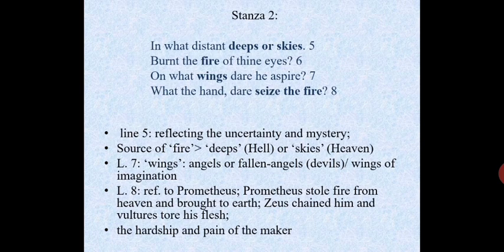Who dared to endure the pain of seizing a fire while creating you? The uncertainty is still there. What was it? Some dark force, or was it the benevolent God who created the lamb, the meek creature? Obviously, seizing the fire is a reference to Prometheus. From Greek mythology, Prometheus was the one who stole fire from heaven and brought it to the earth. And as a punishment, Zeus chained him, and his flesh was fed to the vultures.